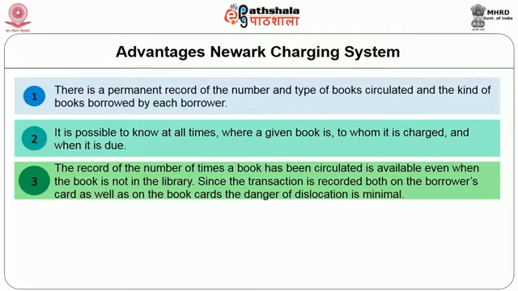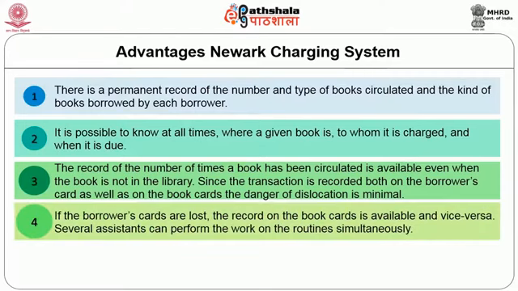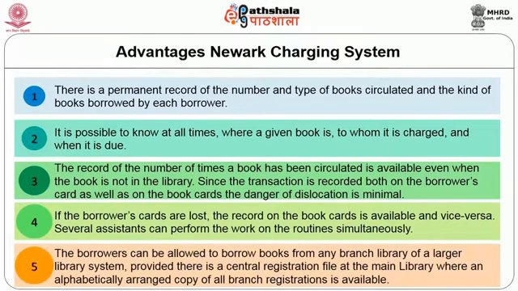The danger of dislocation is minimal. If the borrower's cards are lost, the record on the book cards is available and vice versa. Several assistants can perform the work on the routines simultaneously. The borrowers can be allowed to borrow books from any branch of the library or larger library system, provided there is a central registration file at the main library where an alphabetically arranged copy of all branches' registrations is available.